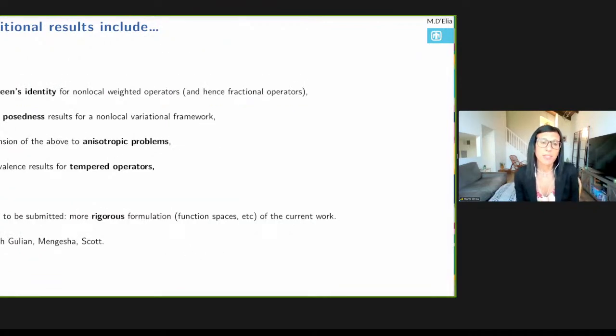All right, we have some additional results in this work that I'm not going to present. For example, a Green's identity for non-local weighted operators that then extends to fractional operators, and some well-posedness results and a variational framework for weighted operators that follows from the Green's identity. As I said, with Mamikin, we worked on the extension of the above results to the anisotropic case, and we have some equivalence results for tempered operators. And also, as I mentioned earlier, this unified framework is really formal, and so we're working on making it rigorous. Hopefully soon we'll be able to share this work with some of my collaborators.